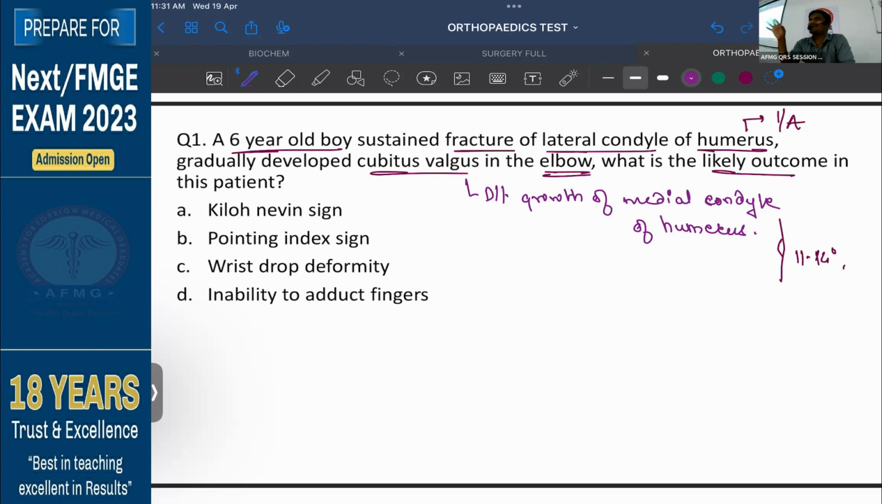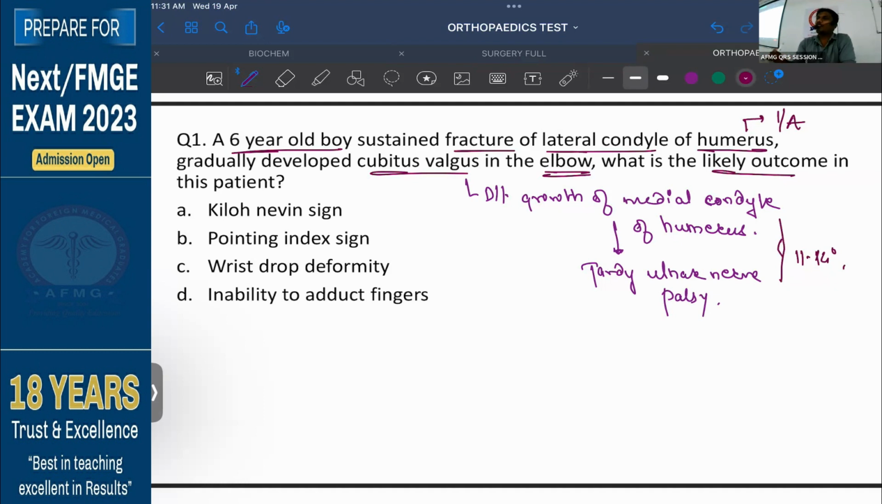This is what is called tardy ulnar nerve palsy. Okay, so due to the overgrowth of the medial epicondyle of the humerus, the patient will develop a complication that is called tardy ulnar nerve palsy. Okay, tardy ulnar nerve palsy. So now let's see what is the feature of ulnar nerve palsy in this question.